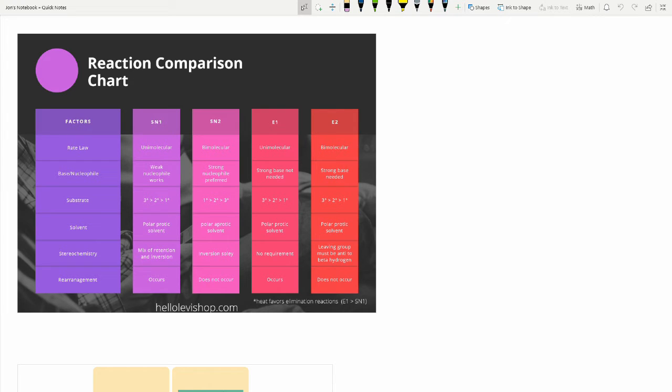Now let's move on to the base and the nucleophile. For SN1 reactions, you don't need a strong nucleophile. It's because the strength of the nucleophile is not important because the nucleophile is not part of the rate limiting step. And in this case, the rate limiting step is the carbocation formation. Thus, a weak nucleophile will suffice.